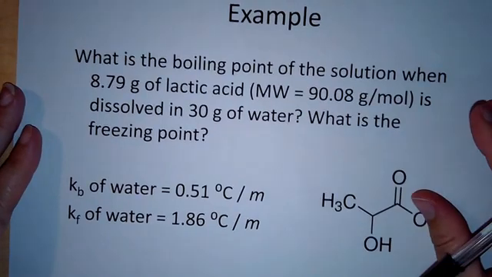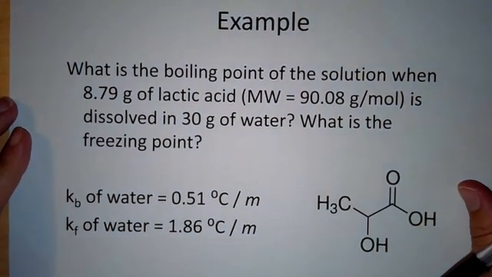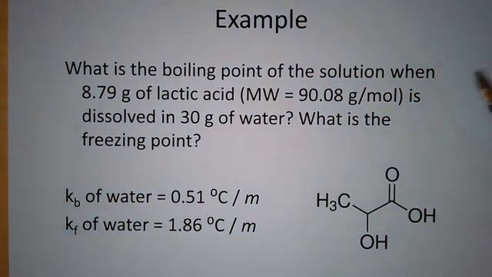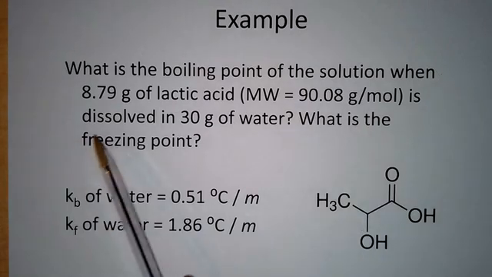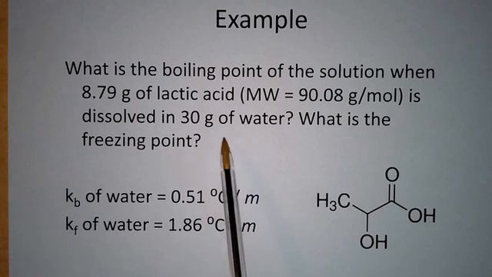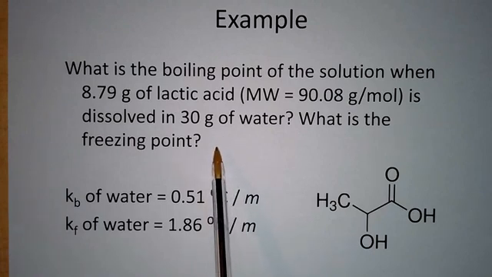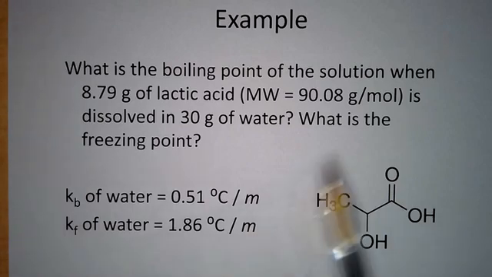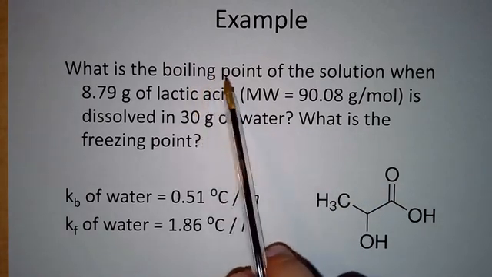Alright, so let's look at our first example. What is the boiling point of the solution when 8.79 grams of lactic acid is dissolved in 30 grams of water? And then second question, what is the freezing point? Alright, so we're looking for the temperature at which our new solution is boiling and then freezing.